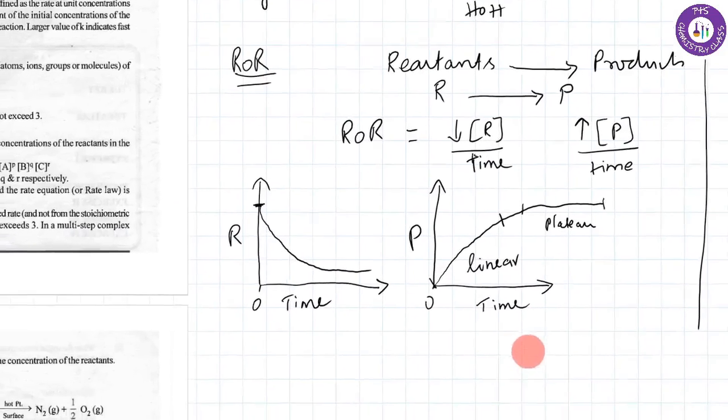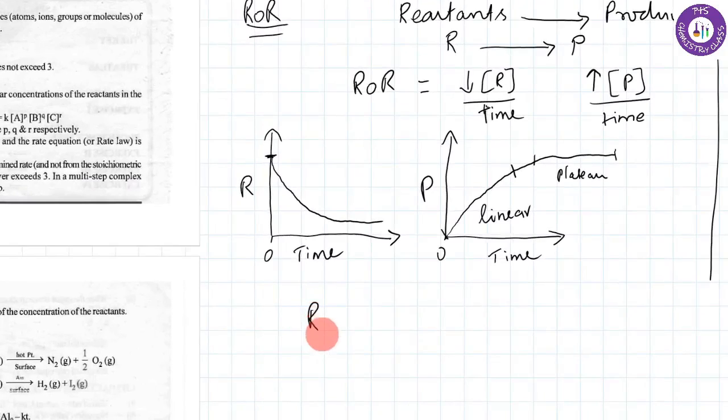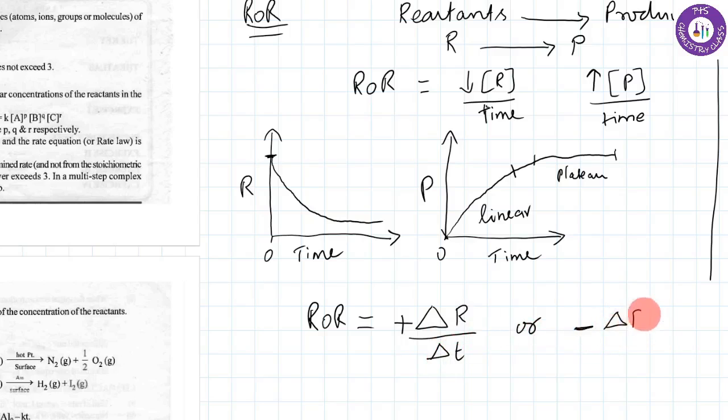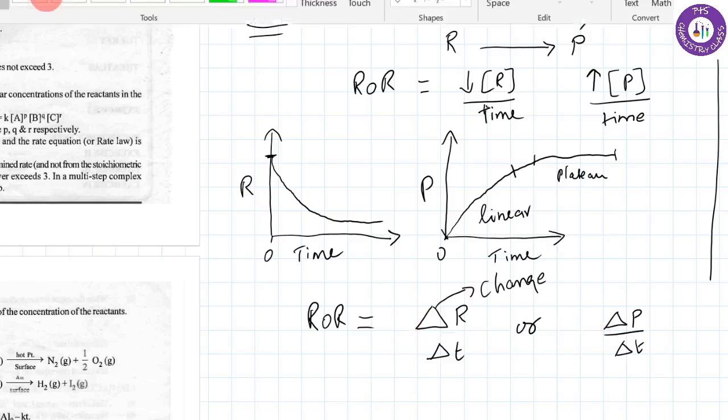Before going into that, let us look at one more point. For the rate of reaction, we use a symbol to represent change, which we call delta. So rate is minus delta R by delta T, or we can also say plus delta P by delta T. This delta represents the change in the concentration of the reactant or the product, and delta T is the change in time.